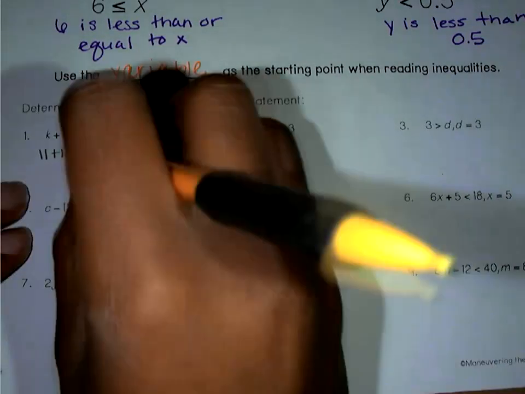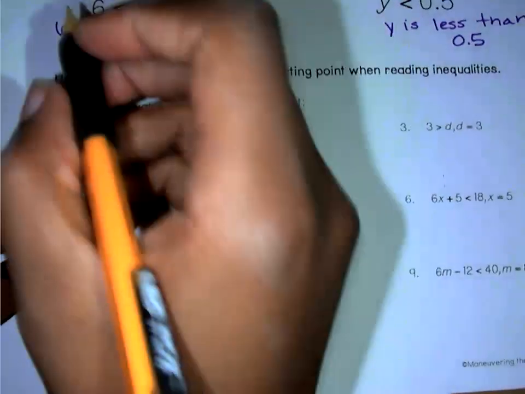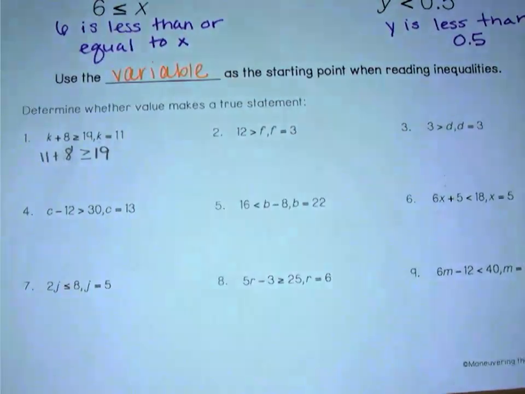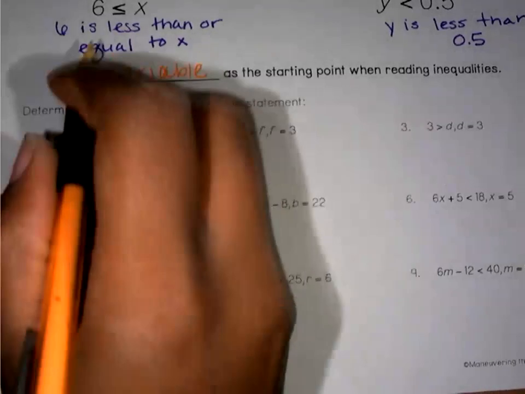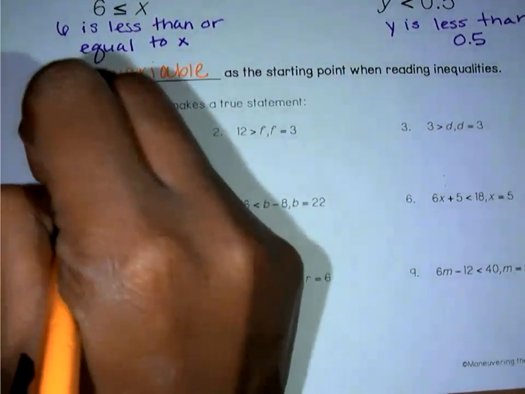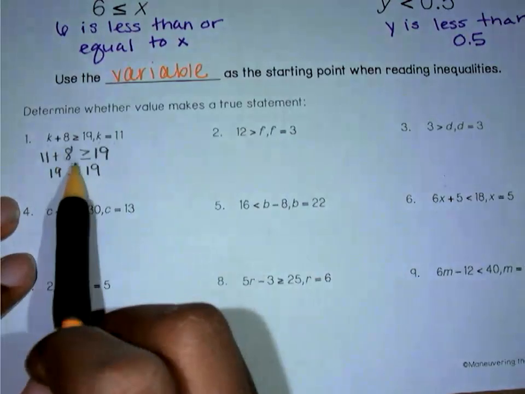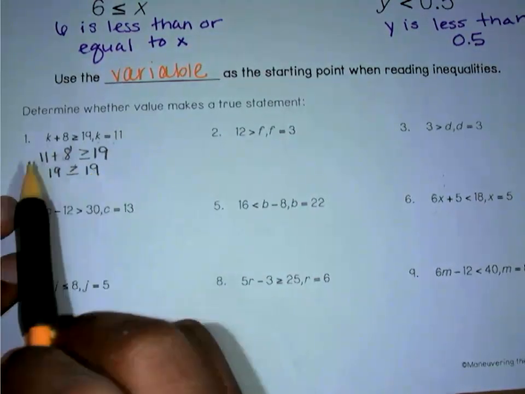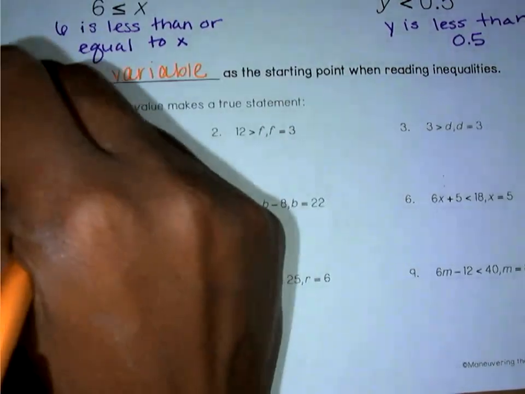Oh, sorry, that's not 18. See, that's exactly why I use a pencil. That's 8. 11 plus 8 is greater than or equal to 19. So when you add 11 plus 8, you get 19 greater than or equal to 19. Is 19 greater than or equal to 19? Yes. 19 is equal to 19, and that is true.